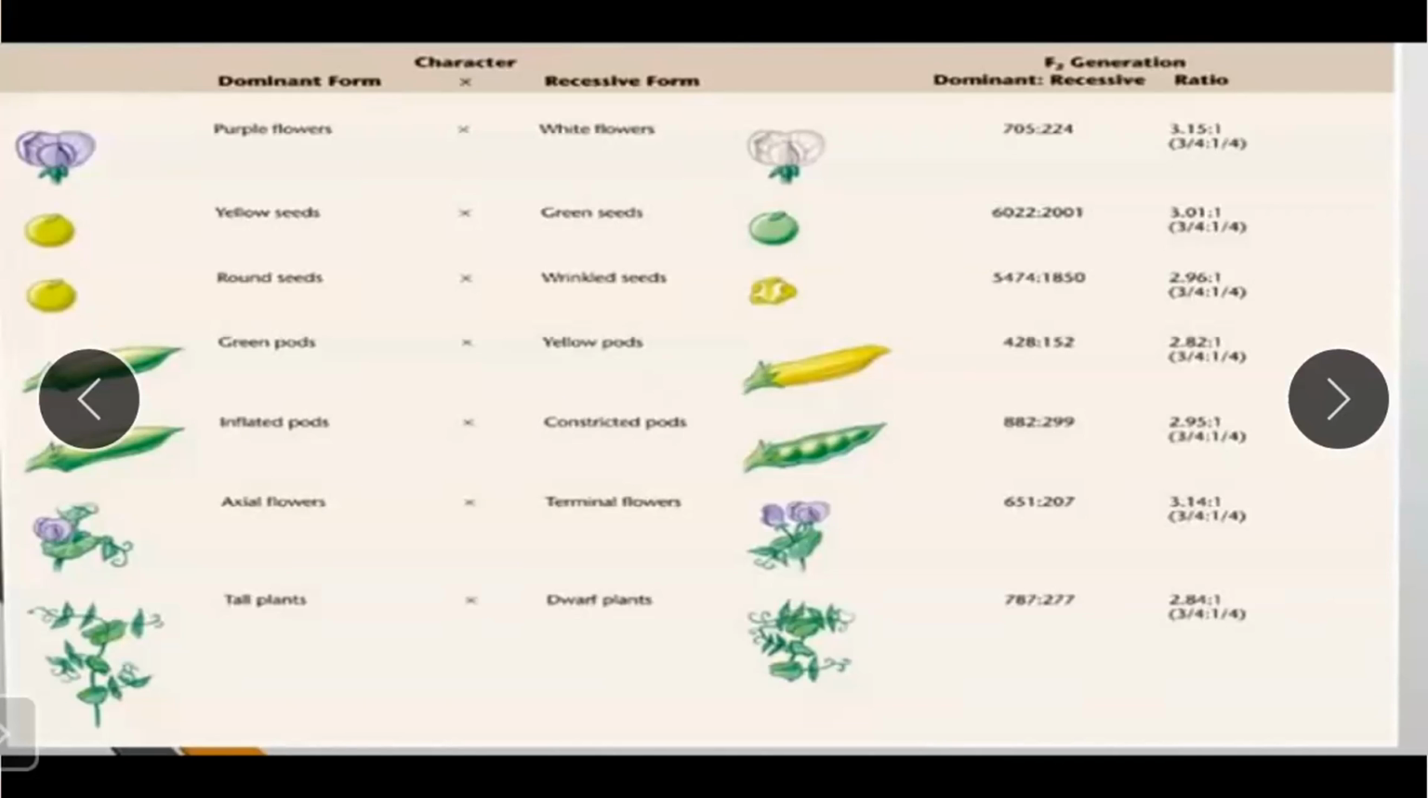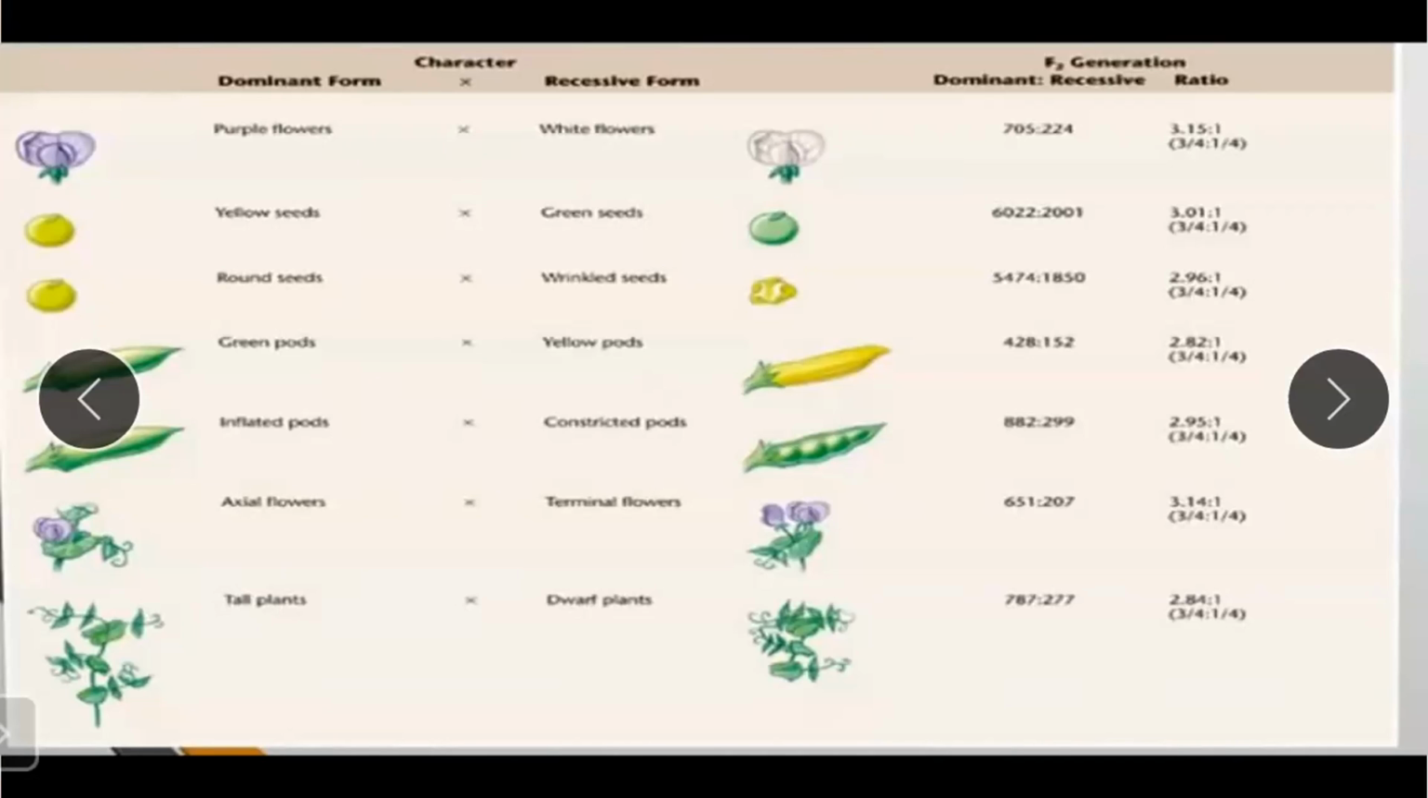Now, the shape of the seed. In the dominant, it is round, and in the recessive, it is wrinkled. What about the color of the seed? It's yellow in dominant, and in recessive, it is green. Color of the flower, in dominant, it is purple. In recessive, it is white. Shape of the pod, in dominant, it is inflated, and in recessive, it is constricted. Color of the pod in dominant is green, and color of the pod in recessive is yellow.